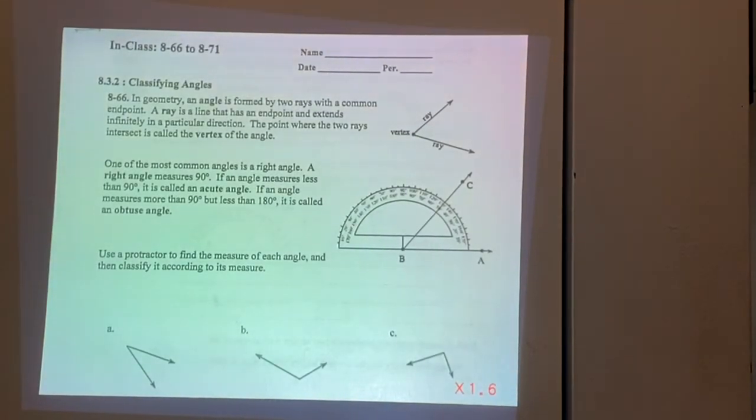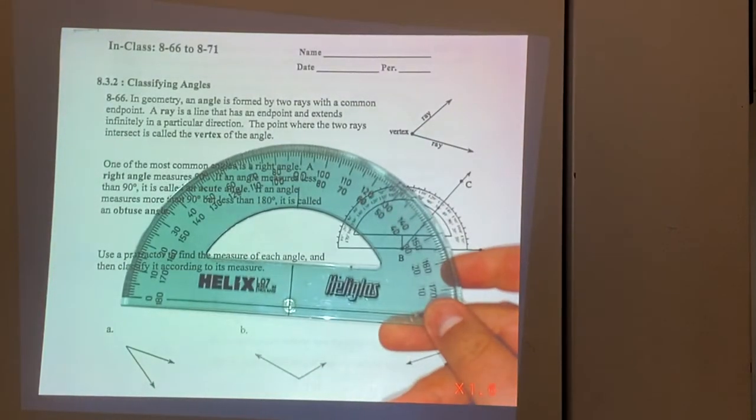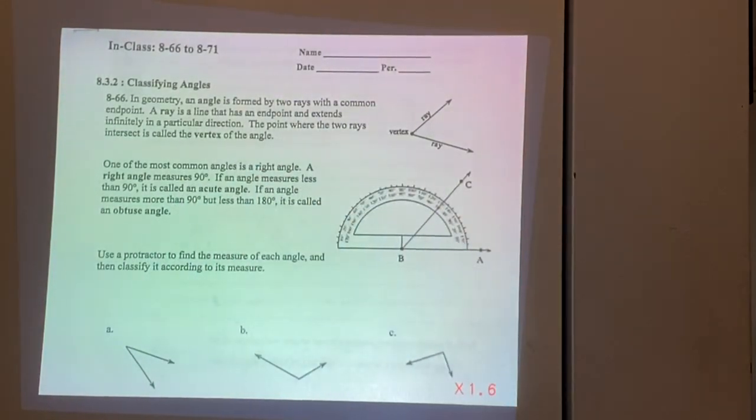Okay, here we go. 8-66 to 8-71, lesson 832, classifying angles. You will need a protractor like this for this lesson.